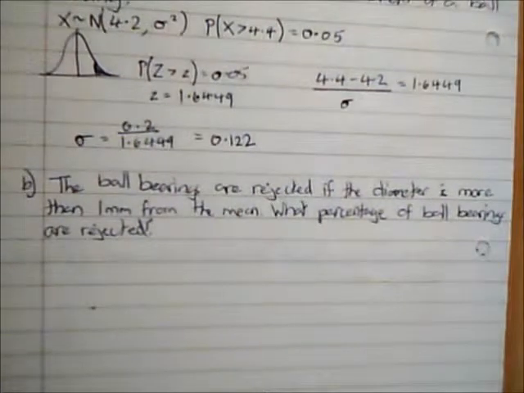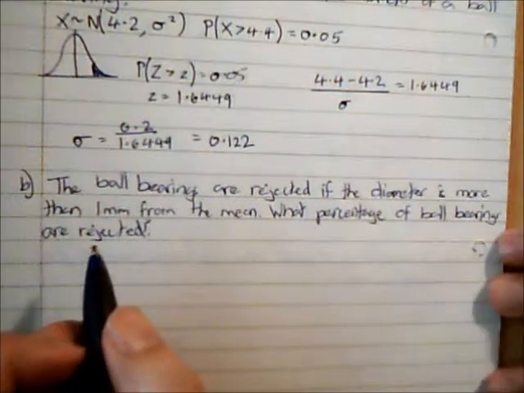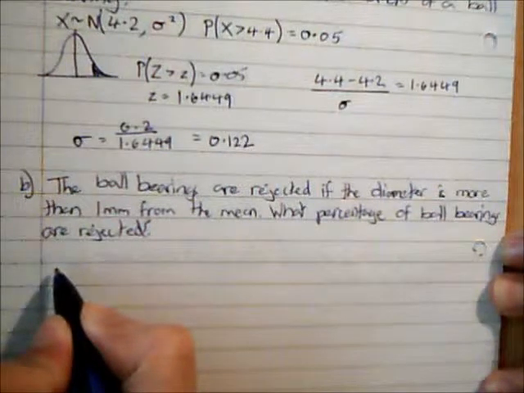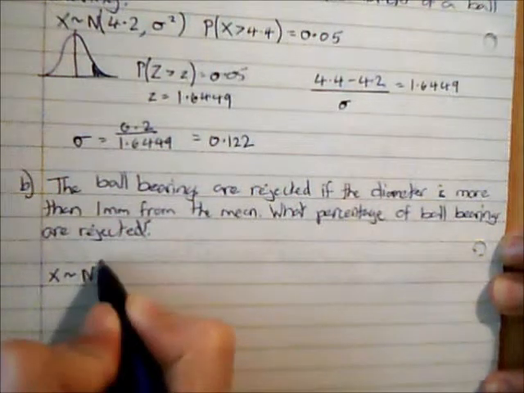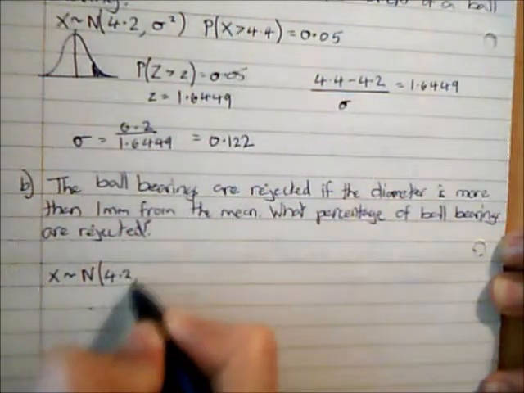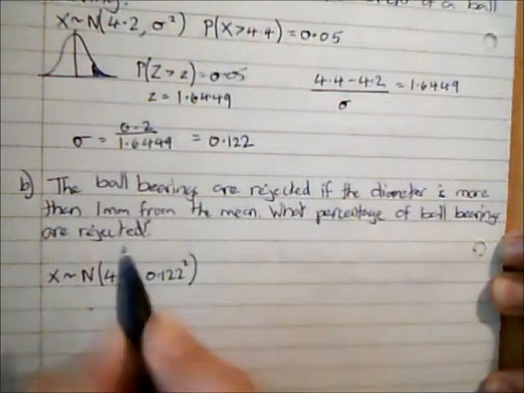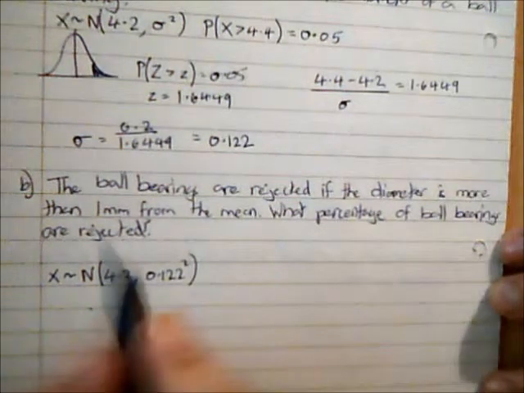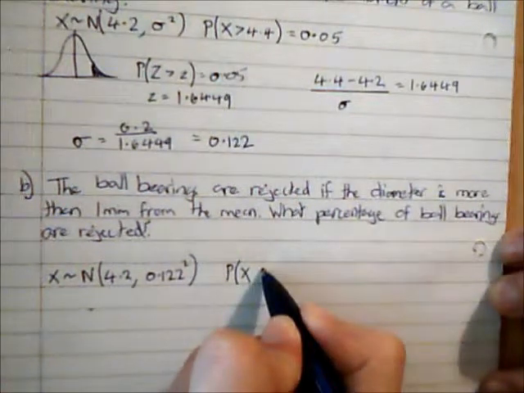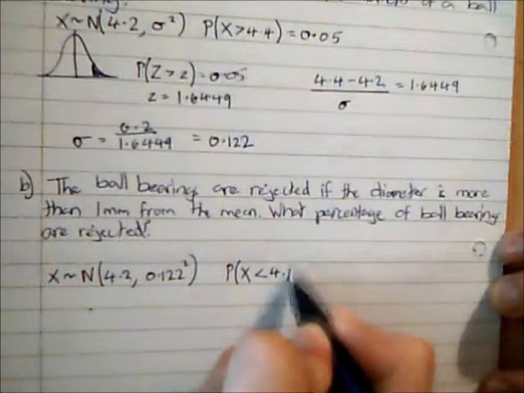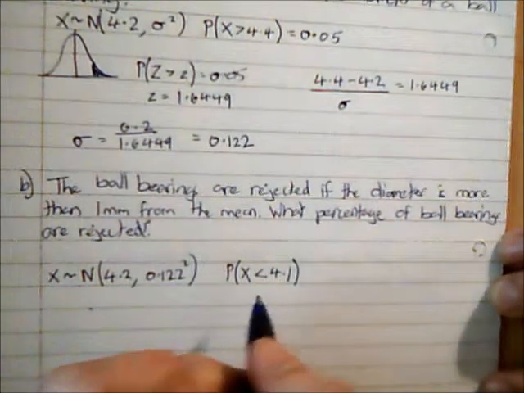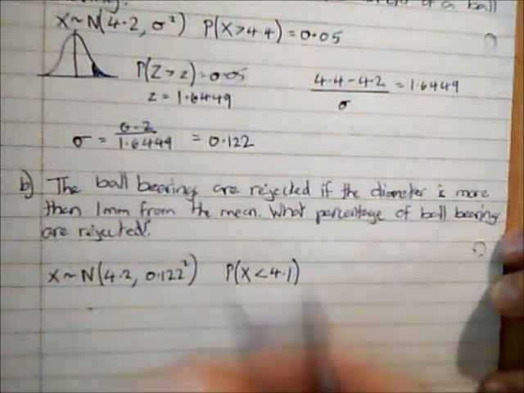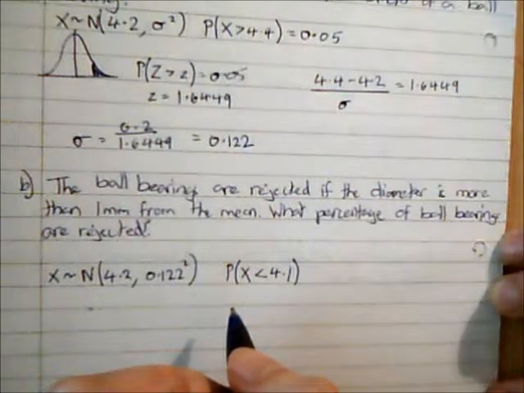Part B: the ball bearings are rejected if the diameter is more than 1 millimeter from the mean. What percentage of ball bearings are rejected? Let's have a look at this. We now have this normal distribution with mean 4.2, and we know the standard deviation is 0.122. We want to know how many of them are more than 1 millimeter from the mean. Because this is a symmetrical distribution, if I can find the probability that it is less than 4.1, which is 1 millimeter below the mean, this probability is equal to the probability that it's greater than 4.3. So if I can work out this associated probability, then I've got what I wanted.